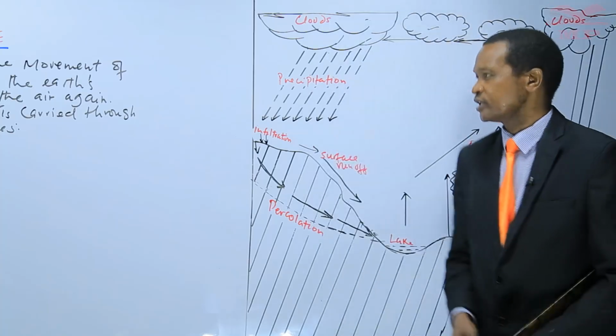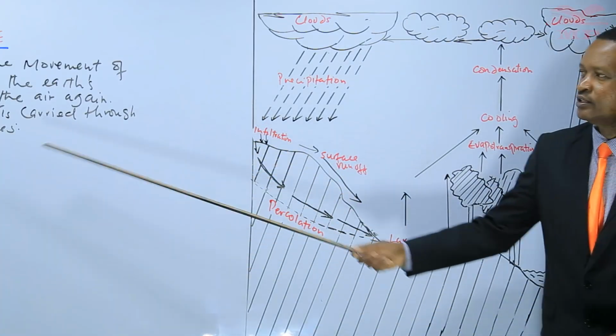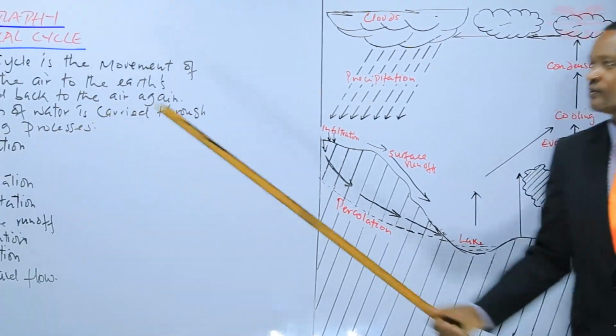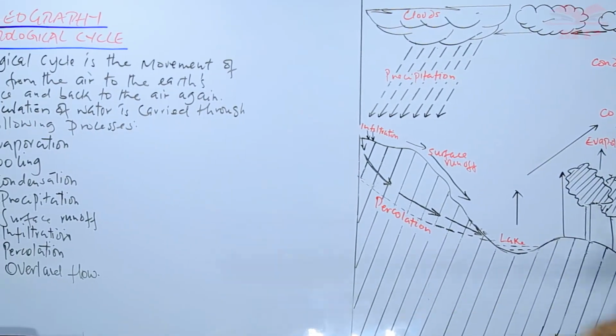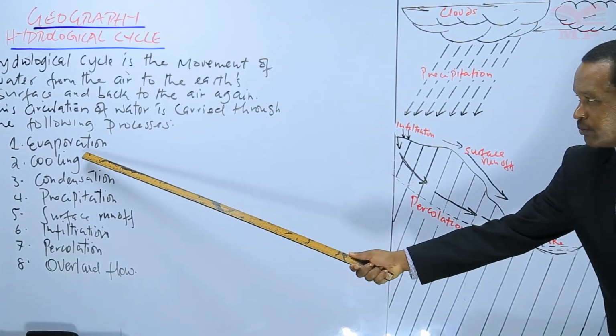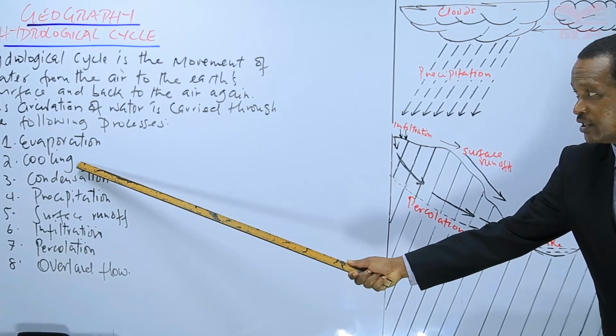Then, learners, the second process is known as cooling. Learners, I want to take you again to the processes. We are discussing processes. The circulation of water is carried through the following processes. Evaporation. We have explained how that happens. We now want to explain cooling.